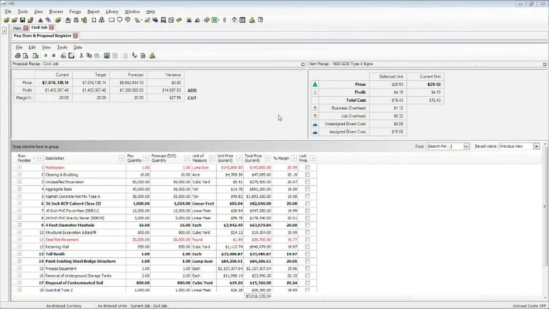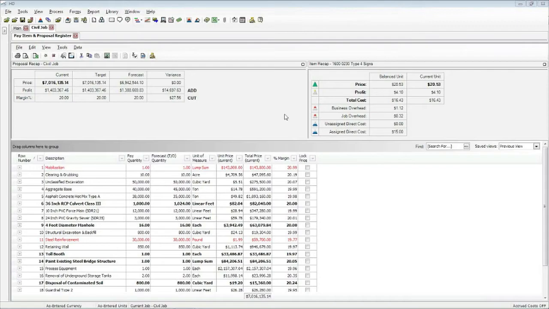Today we're going to talk about how you can handle overruns and underruns that you have calculated in a unit price contract, and how you can balance or unbalance the project accordingly to take advantage of those overruns and underruns to hopefully give yourself more profitability for your project.